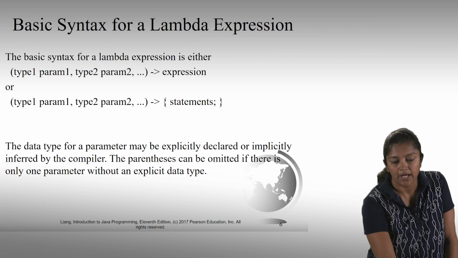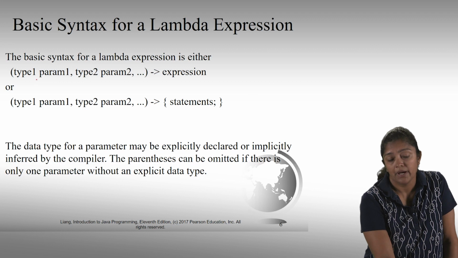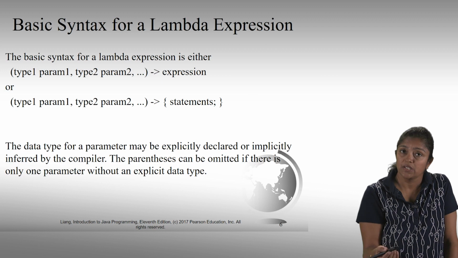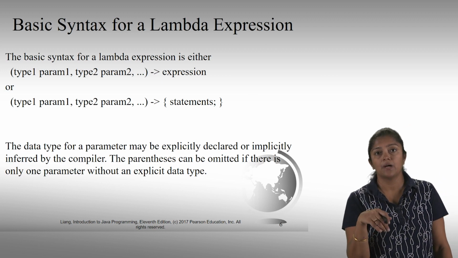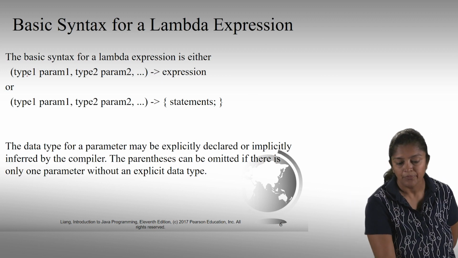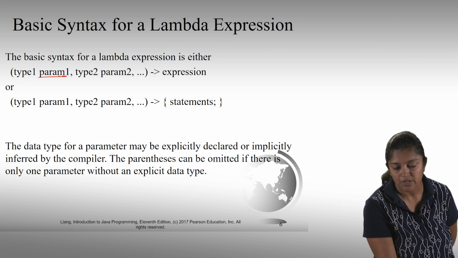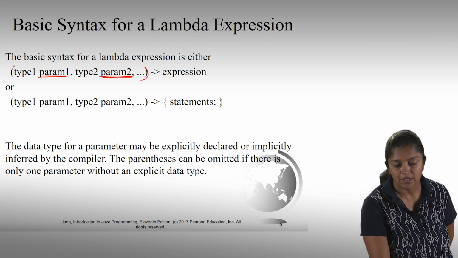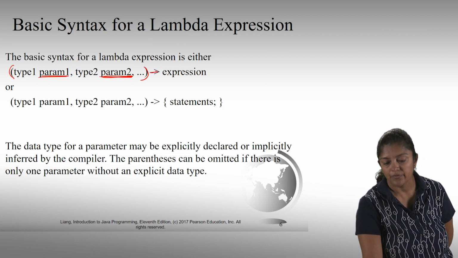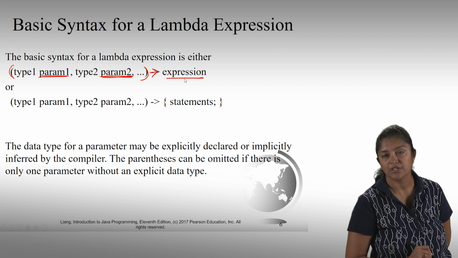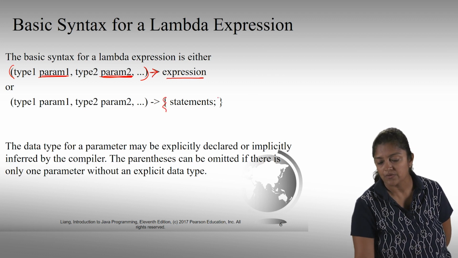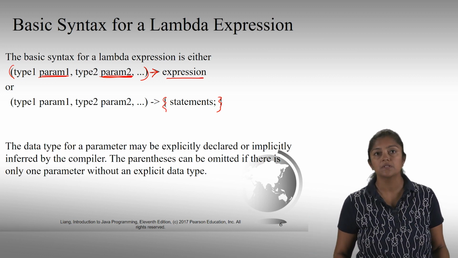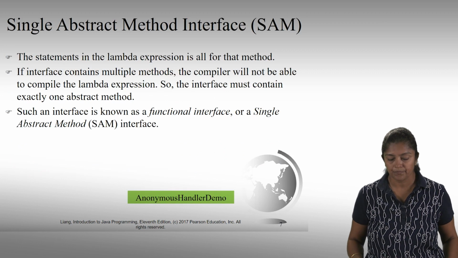So here's the basic syntax, and then the inputs that are passed to it, there could be multiple inputs, in which case just comma separate them. You can specify the type, or you can skip the type and allow the compiler to infer that type. So here we have the first parameter of type 1, second parameter of type 2, and so on. Comma separated list within parentheses, and when those are provided, we want this expression executed. Or you can have a set of statements executed, in which case you specify the statements within curly braces. So that's the basic syntax.